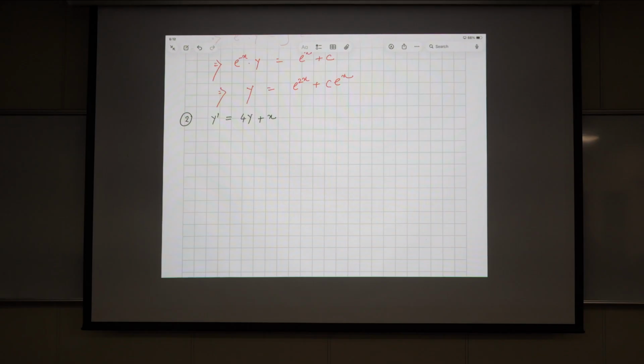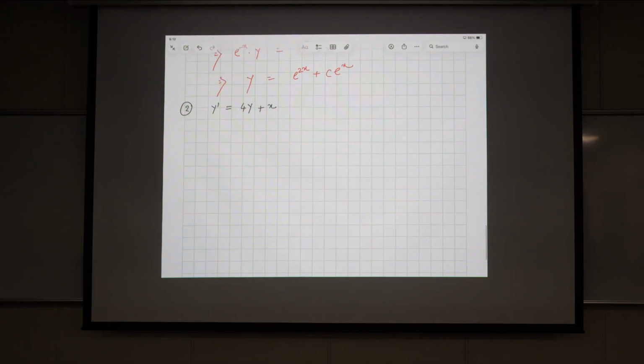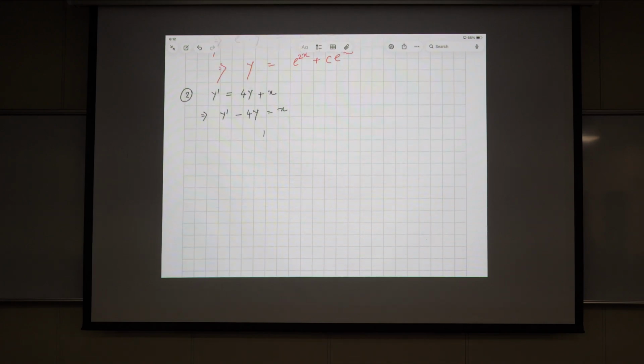Yeah, can you solve this one? First you have to write it in the form y' - 4y = x. Then you have to specify what is your P, that is minus 4, and your R is x. So it is a linear non-homogeneous ODE. Right. So then calculate your mu.